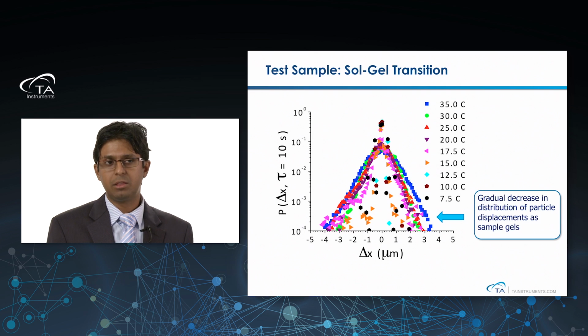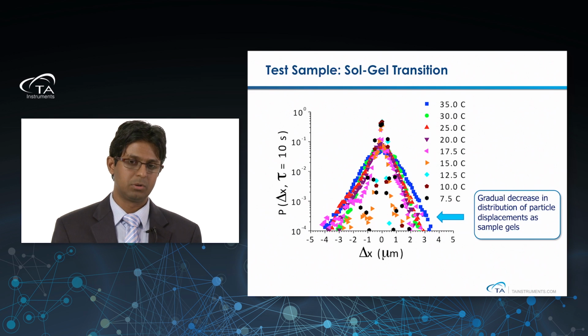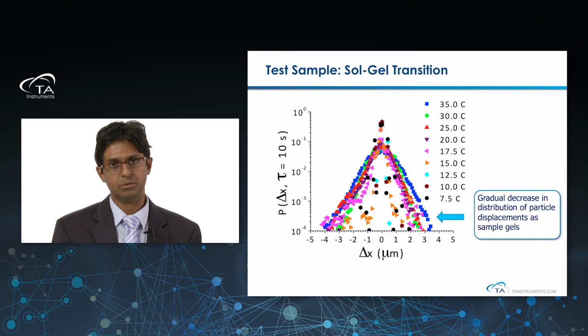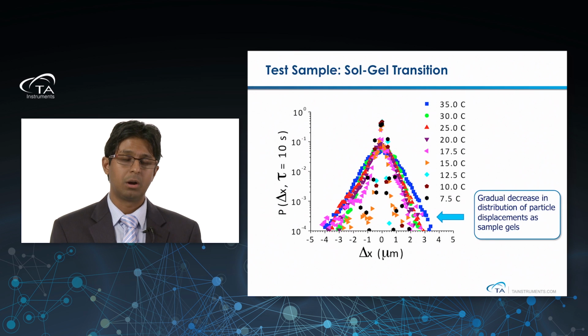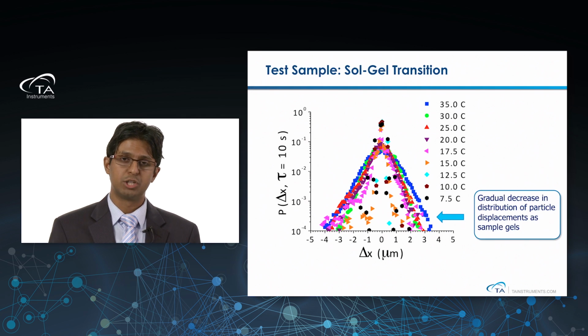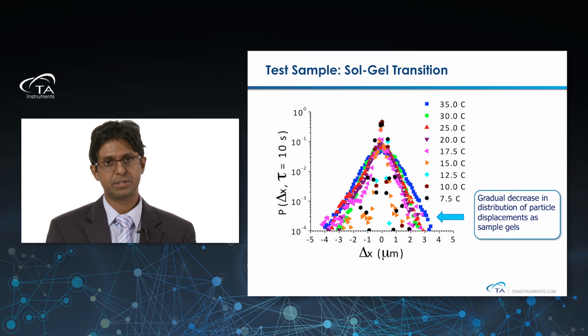Now the noise at the lower temperatures is just a trade-off between the image magnification and the particle size used. The greater your magnification, the better you can resolve the centers of the particles, and the noise becomes much narrower. But of course, if you use a high magnification objective, you see a lesser number of particles in the field of view, so there is that trade-off. But again, this trend quantifies the behavior that we see in the videos, in that we have a gradual decrease in the distribution of particle displacement as the sample gels.